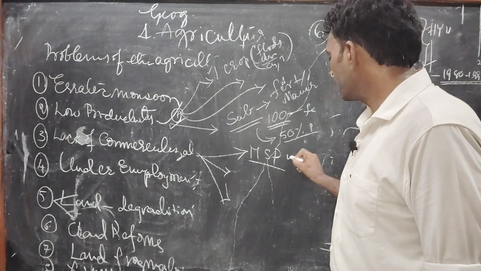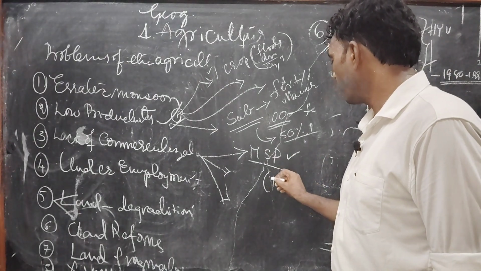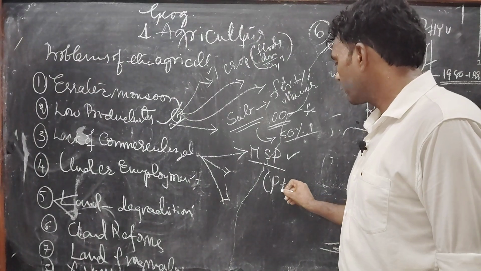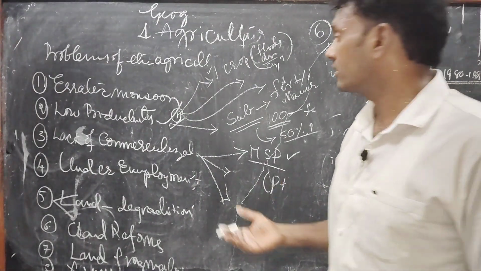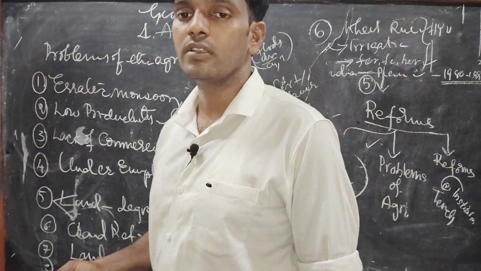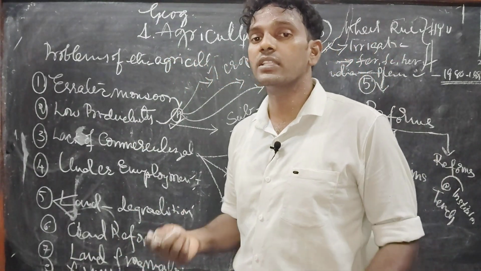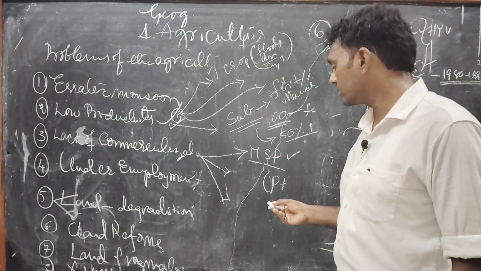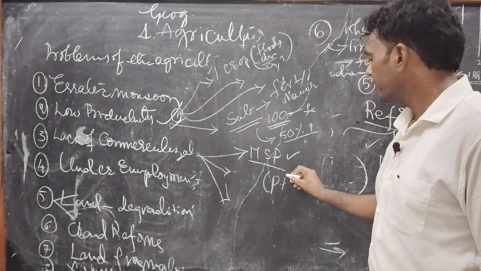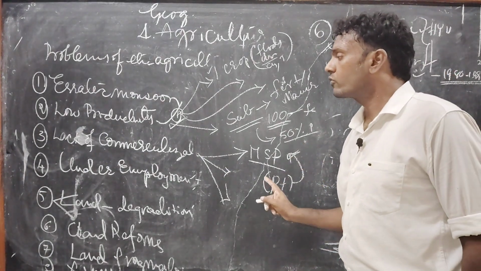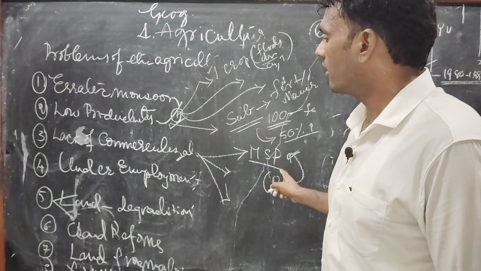Minimum supporting price means how much cost there is for production. Production in agriculture means the investment in the sowing season. Based on that investment, the average, they provide some minimum support price for the particular crop. It is also one of the remedies for agriculture.